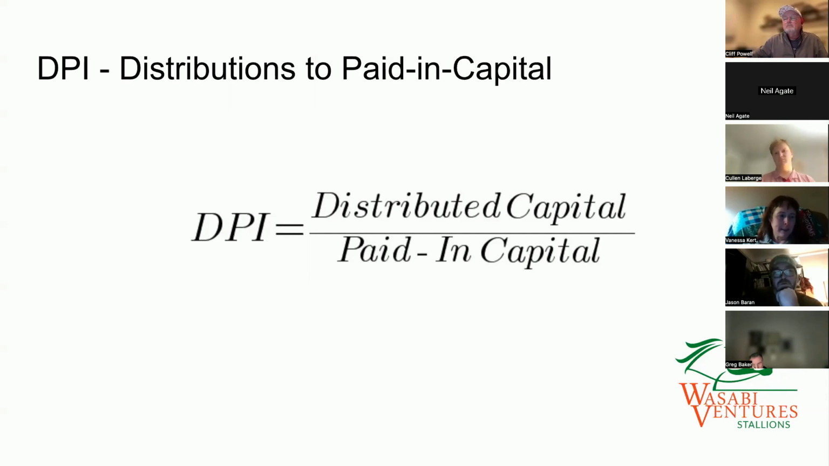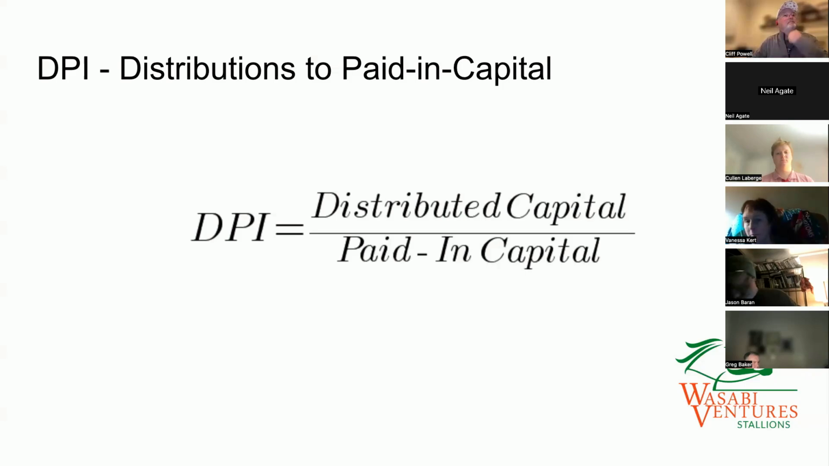Distributed capital divided by paid-in capital. Okay. So think of once again, it's a 10-year fund. So once again, we'll put it into the frame of Stallions just because that's what we're talking about tonight. But once again, it could be any type of fund. The investors all put in their money. And for simplicity, we say everybody put in $1 and there's 100 of them. So there's $100 in the fund. Obviously, there will be more, but we'll just keep it simple for the math.